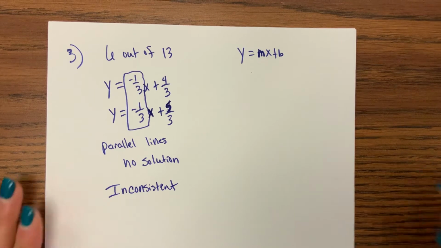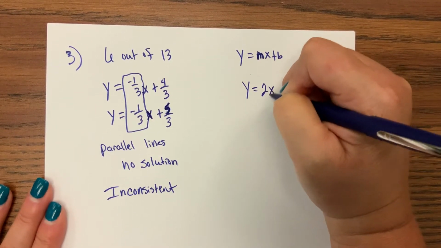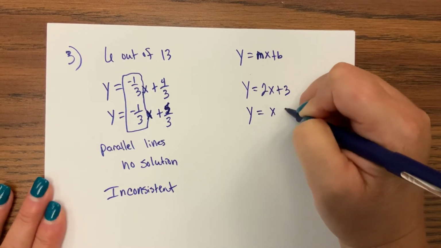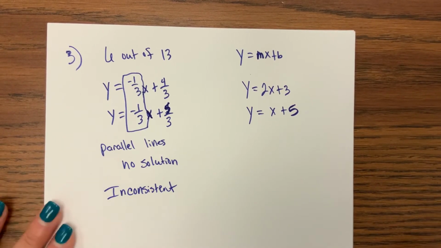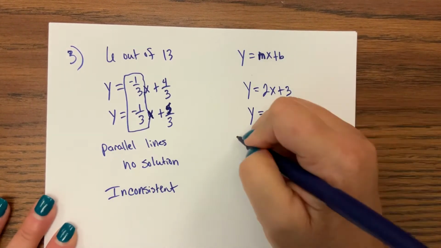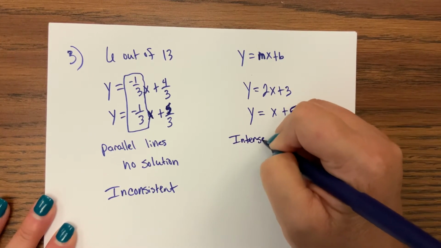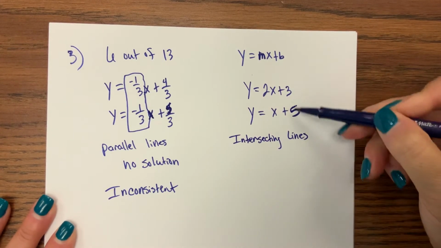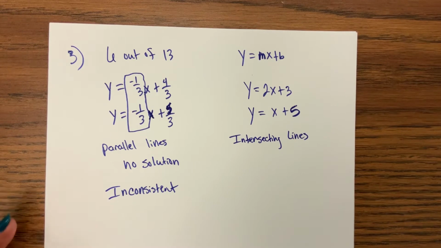Okay, so now let's talk about two lines that are just two completely different lines, but they are diagonal, so diagonal lines are always going to eventually cross each other. So these would be intersecting lines, because nothing's the same. The slope is not the same. So for intersecting lines, the slopes are different, the y-intercepts are different. So they're just going to intersect at a point.